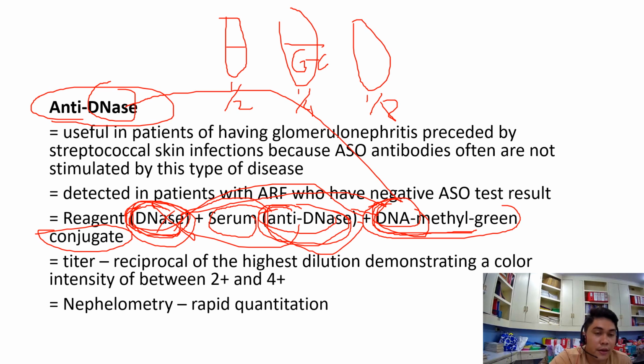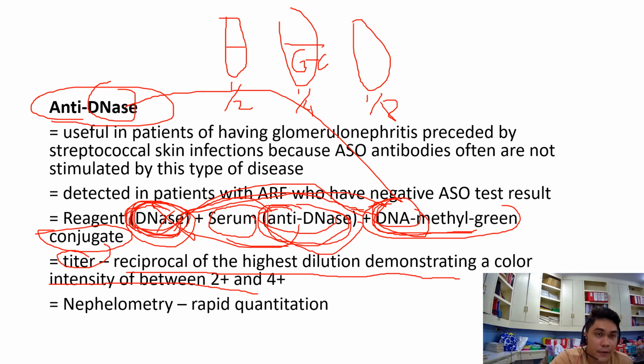So the effect, you have DNase available to break down DNA. So the effect, you have the breakdown of DNA methyl green. So you have color change from green to colorless. Now, in order to identify the titer, the reciprocal of the highest dilution demonstrating a color change intensity of between 2 plus and 4 plus, meaning no color change. The titer is the highest dilution with no color change.